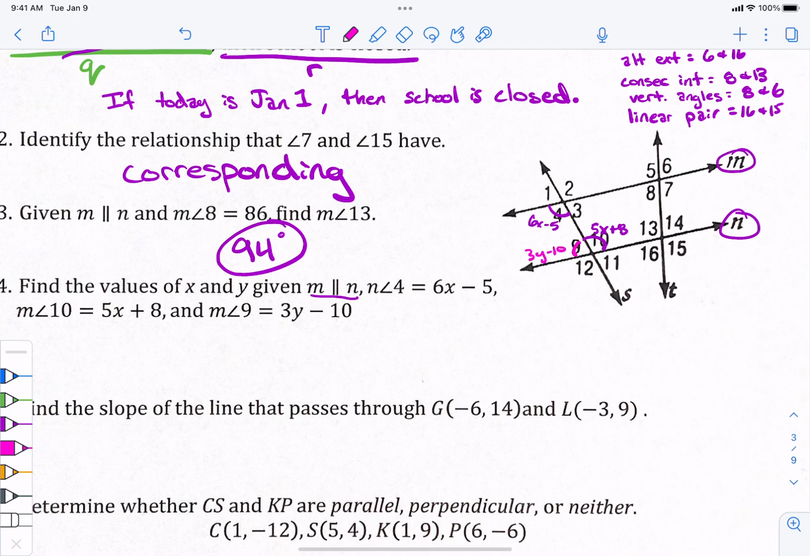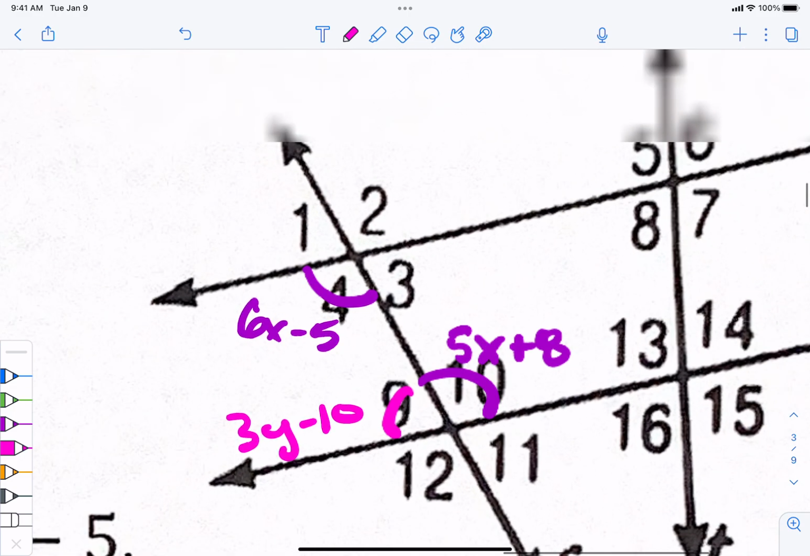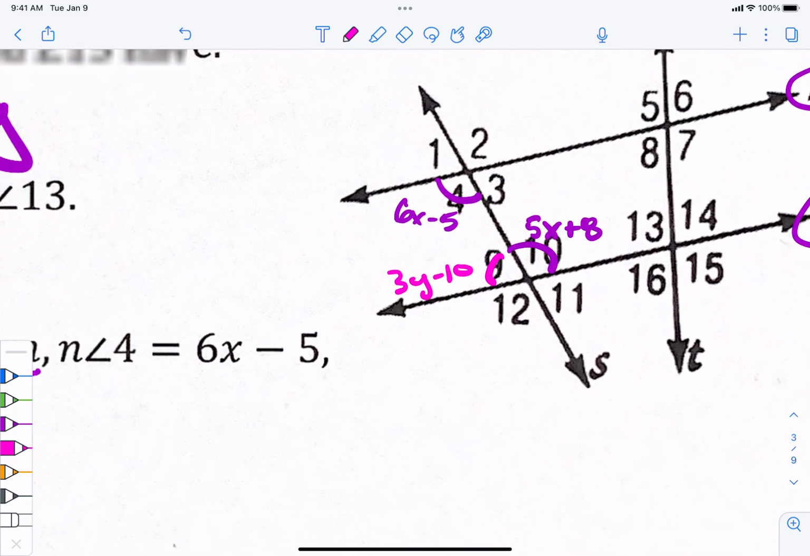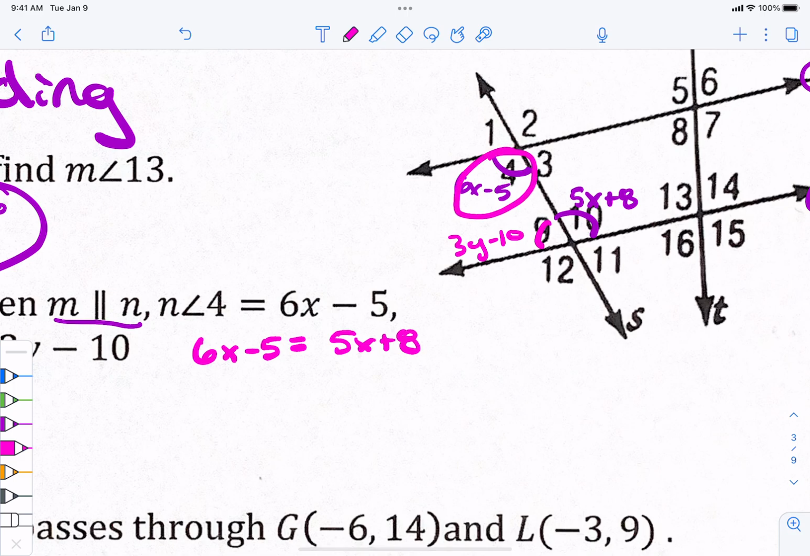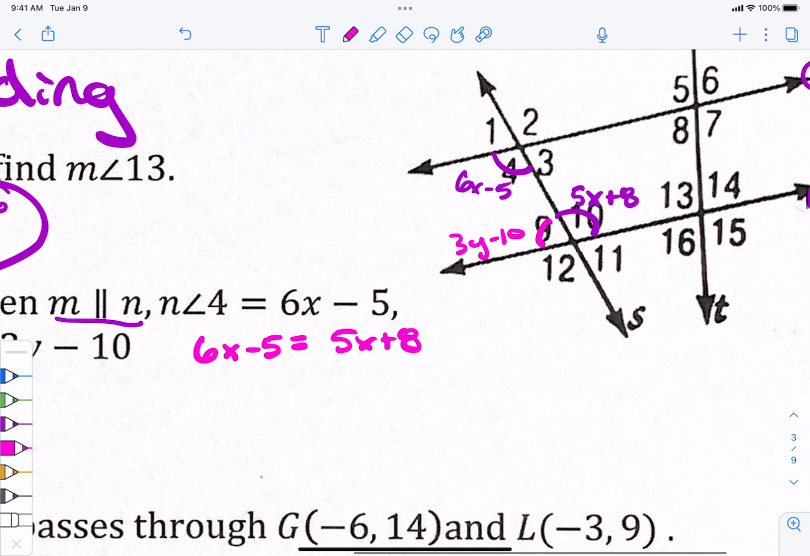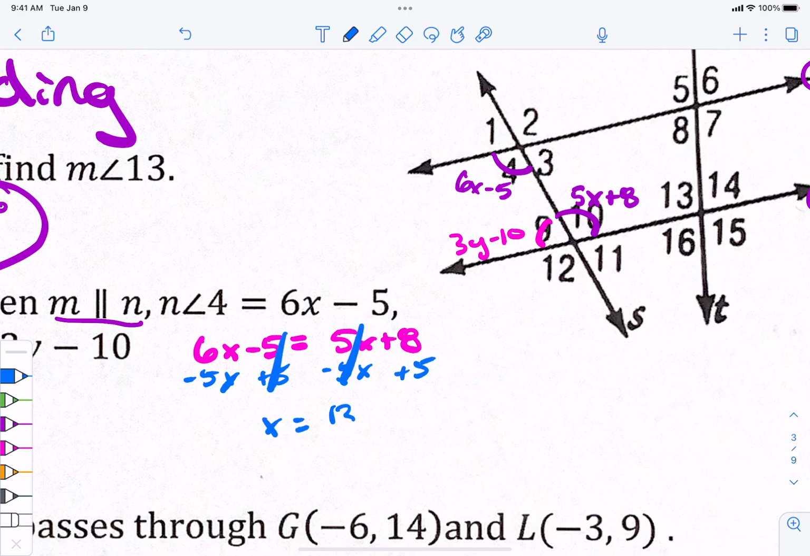This is a lot. So the 4 and 10 are equal to each other. Those are alternate interior, right? So I have 6x minus 5 equals 5x plus 8. Do you agree with that? This one and this one are the same? The catty corner ones? Okay, let's solve. So minus 5x, and can I add the 5 at the same time? Yes. So x equals 13. Perfect.